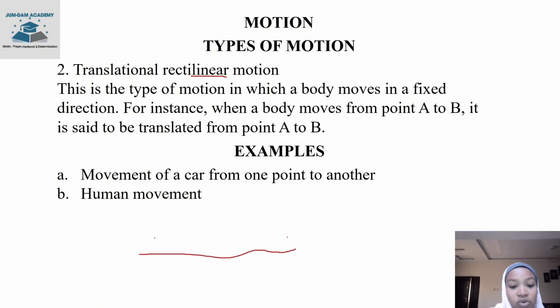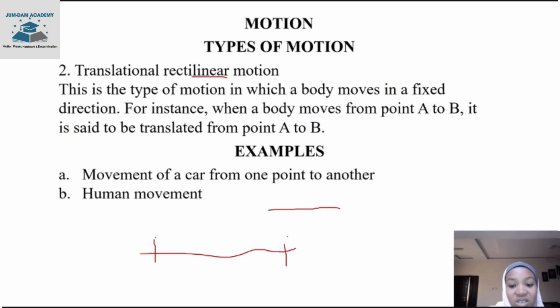Sorry, I'm very bad at drawing. Assume this is the road, and a car is moving from this part of the road to this part. It is moving in a straight line, and it is in a fixed direction. It is not that after going like this, it decides to go up. No, it is going like this. That's it. Human movement: if I decide to stand up from where I'm sitting and I move directly like this, that is a translational rectilinear motion.